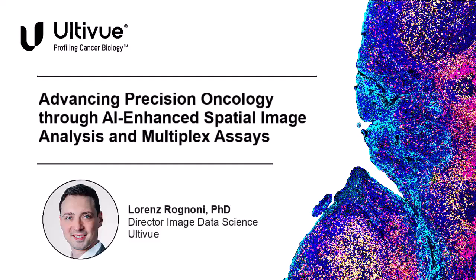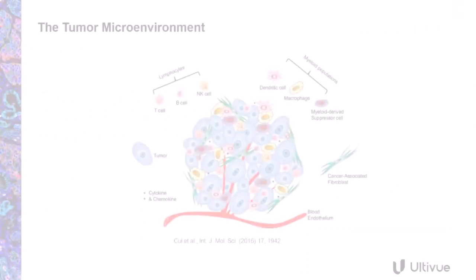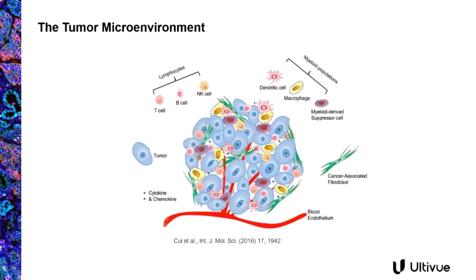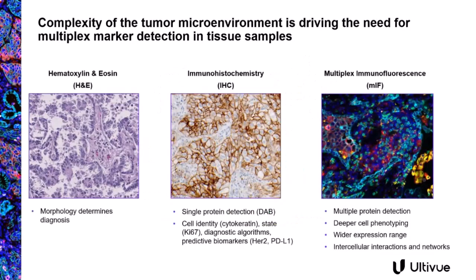Thank you. Focusing on how we can characterize the tumor microenvironment using multiplex immunofluorescence, especially utilizing AI-enhanced spatial image analysis to do so. And we will focus on characterizing proteins. The tumor microenvironment is a quite complex structure. There are lots of different players, and this complexity drives the need to also have a technology being able to access all these different cell types.